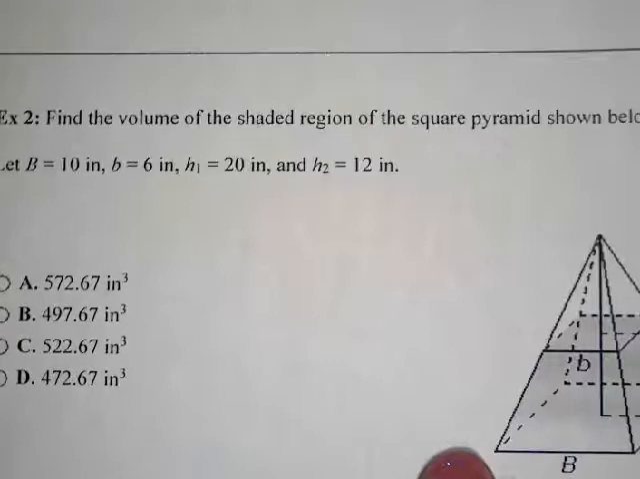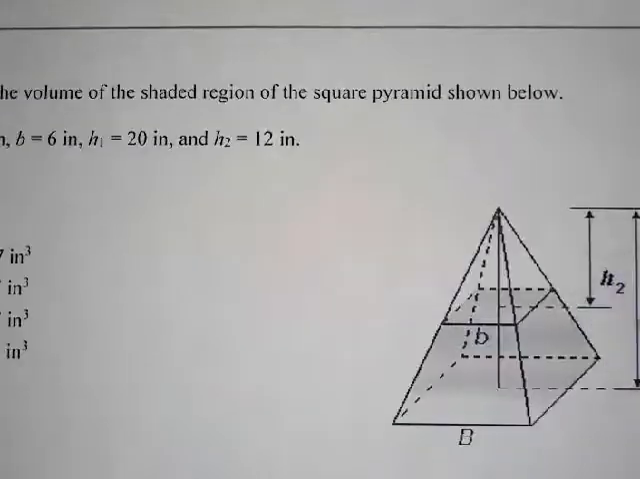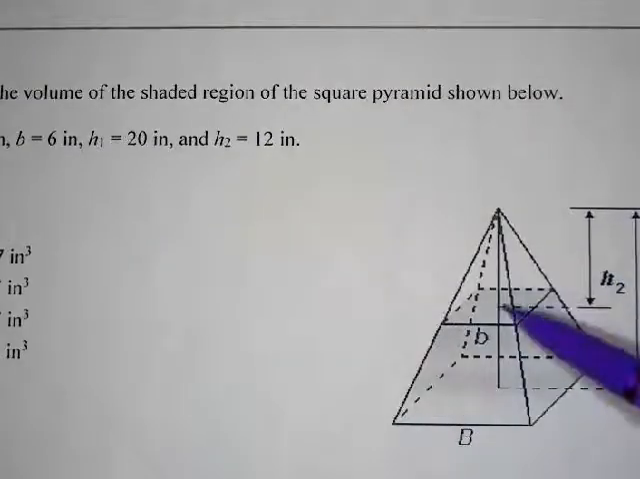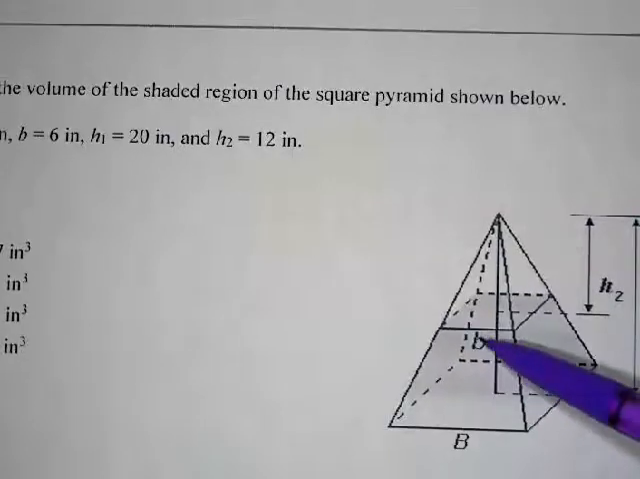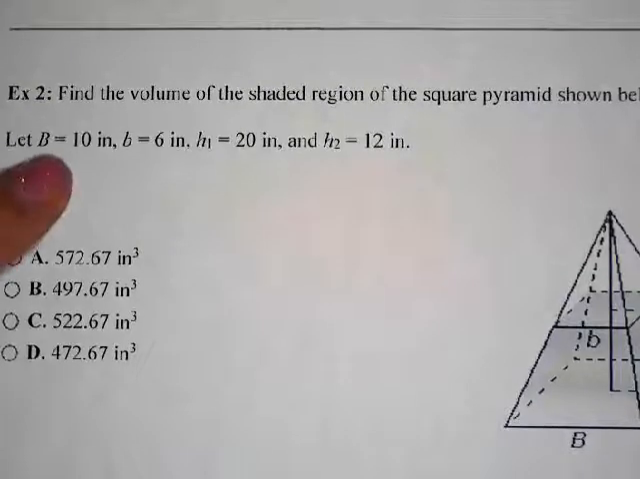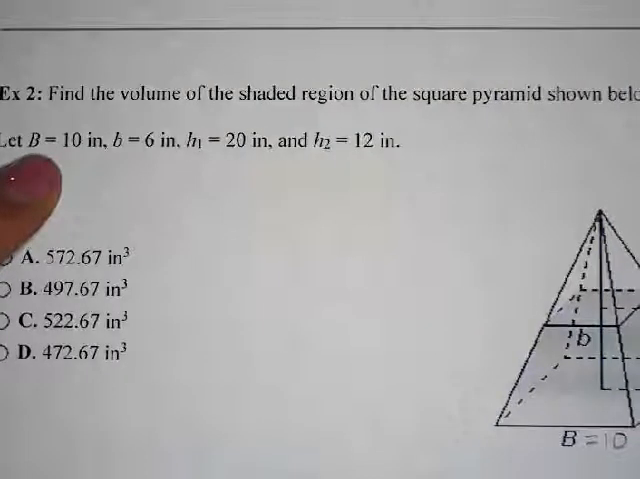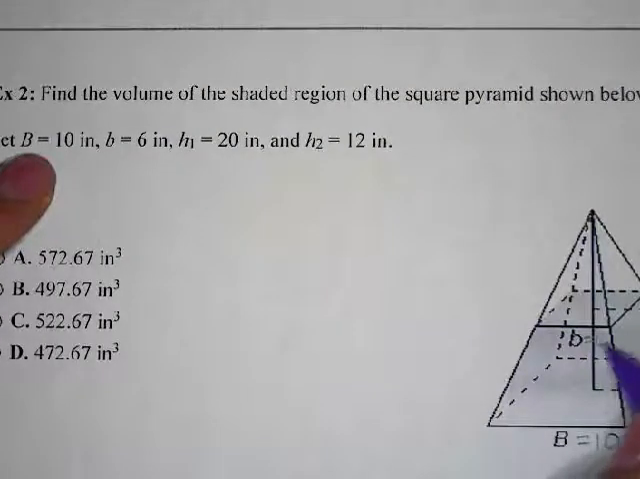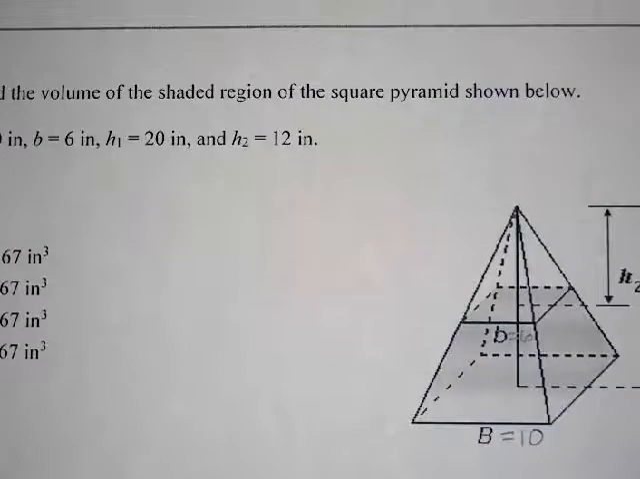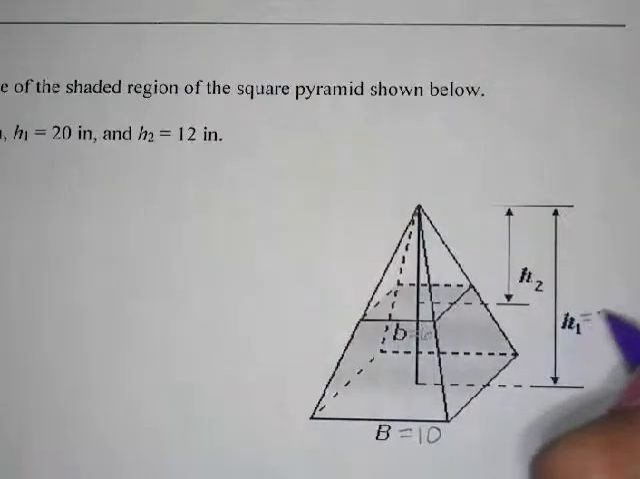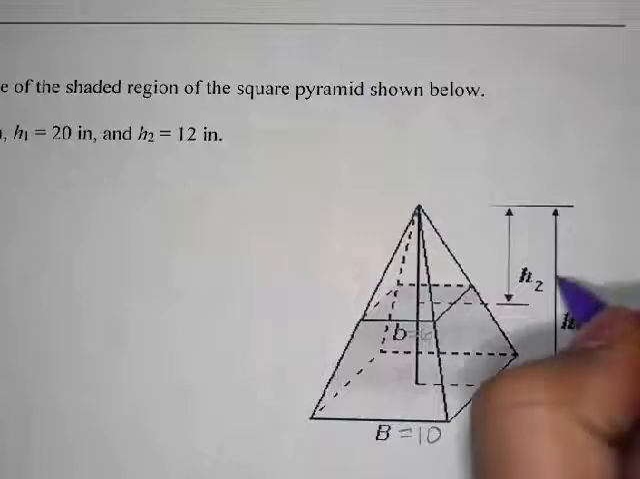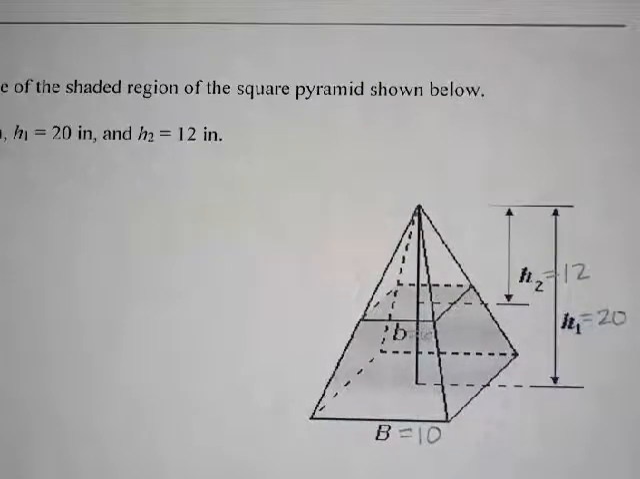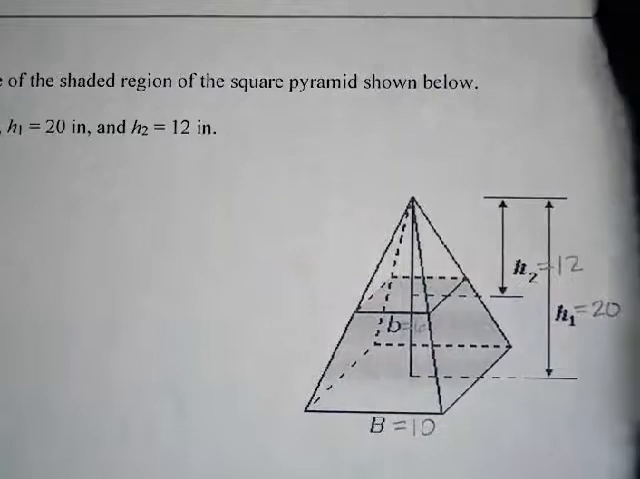We have a square pyramid and a little square pyramid, and they want us to find the volume of the shaded region. They told us what different things equal. Capital B is 10, lowercase b is 6, H1 is 20, H2 is 12. So I have a big pyramid, that's the whole thing.